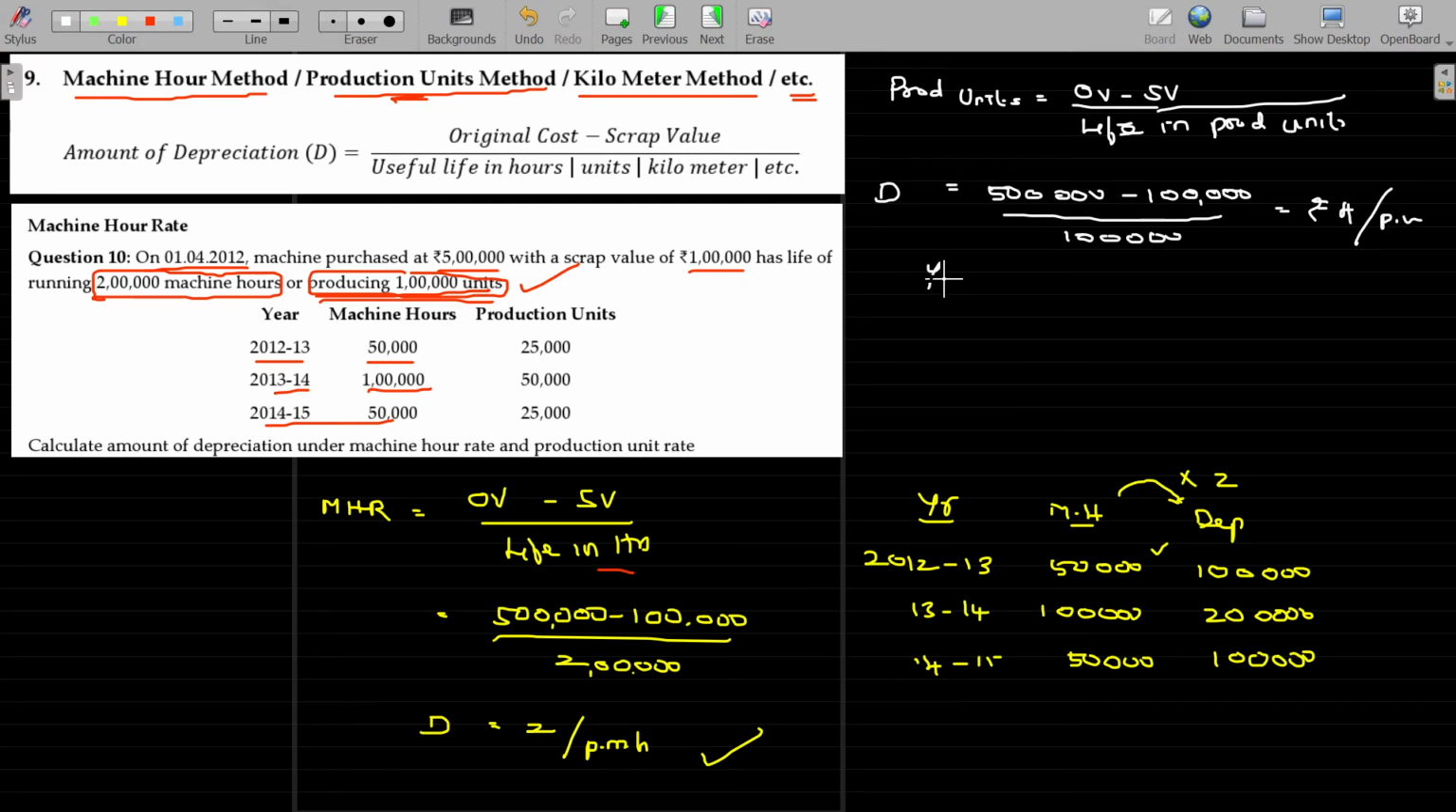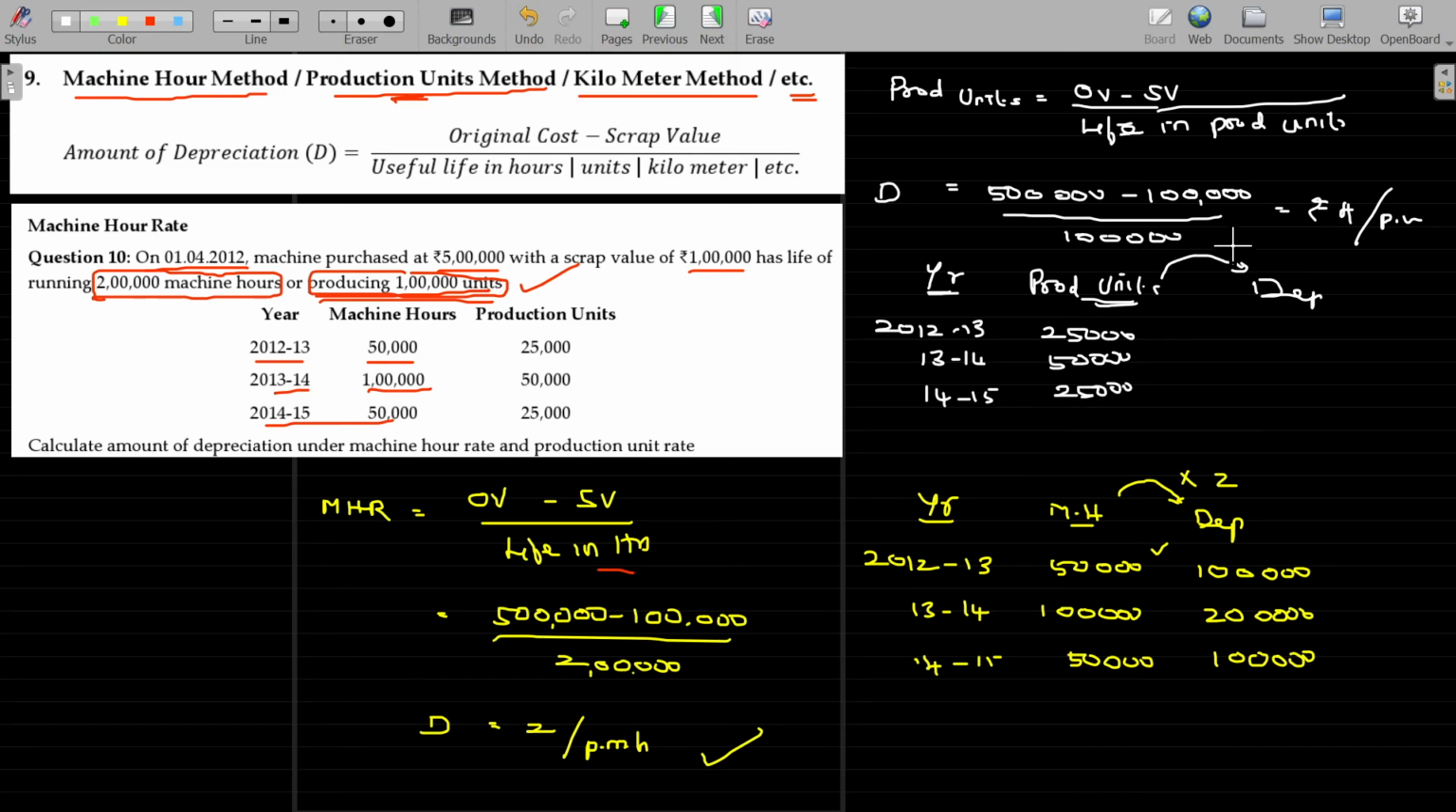Now, year, production units, and finally depreciation. Year 2012-13, 13-14, 14-15. In 12-13, 25,000 units produced. In 13-14, 50,000 units produced. In 14-15, 25,000 units produced. The number of units produced is multiplied with the depreciation per unit, which is 4 rupees. 25,000 into 4, 1 lakh. 50,000 into 4, 2 lakhs. 25,000 into 4, 1 lakh.